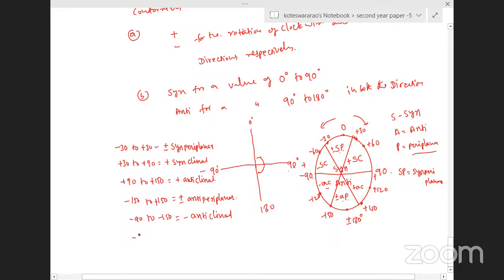Right. From minus 30 to minus 90, it is called minus synclinal. Next, all are covered. That is 6 parts. Syn periplanar plus or minus, synclinal plus, that is plus 30 to plus 90. Anticlinal, that is plus 90 to plus 150. Plus or minus anti-periplanar, that is minus 150 to plus 150. And anticlinal, that is minus 90 to minus 150. And minus 30 to minus 90 is called synclinal.